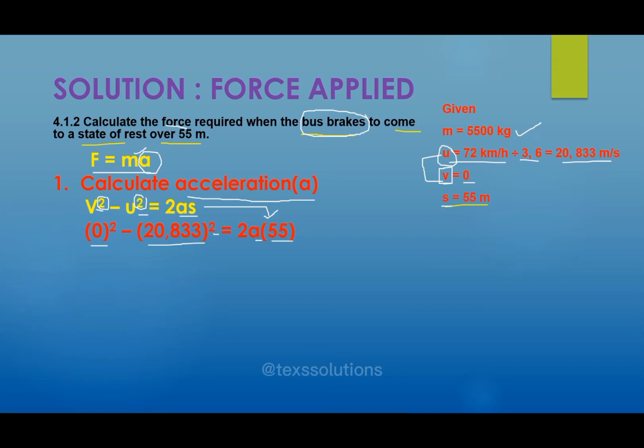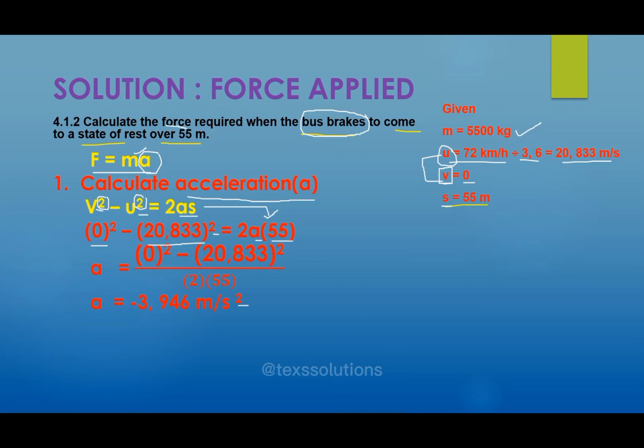So I need to make a the subject of the formula. On this side, I notice that I have the 2 and the 55 multiplied to a. I need to do the opposite of multiplication, which is division, in order to make a the subject of the formula. So now it's going to look like this. Acceleration is equal to 0 squared minus 20.833 squared divided by 2 times 55. When you input this onto your calculator, acceleration is going to equal minus 3.946 meters per second squared.